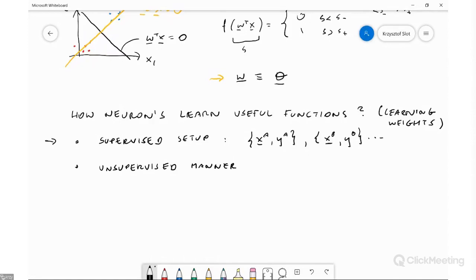So in this supervised setup, basically what I'm going to do is present a neuron with a set of training vectors. Some training vector xi I will be presenting to a neuron. This is my neuron, which has n inputs, and it will be producing some output, but I will know what the target is.